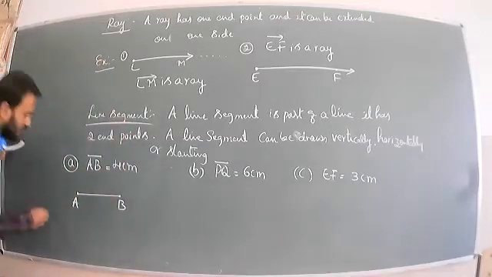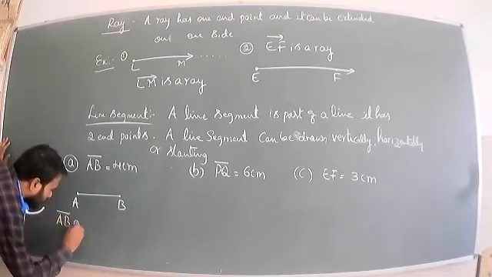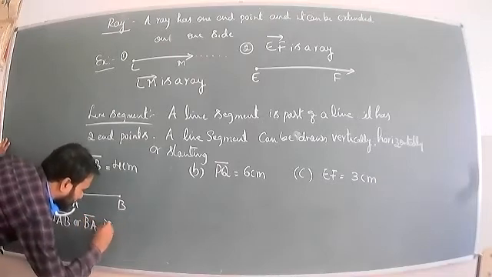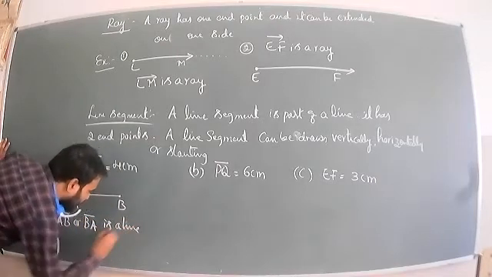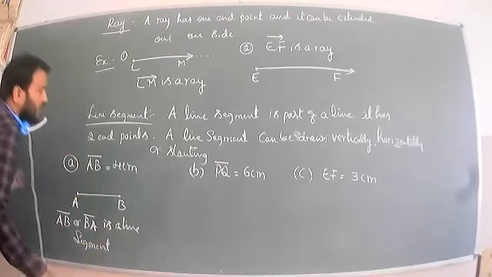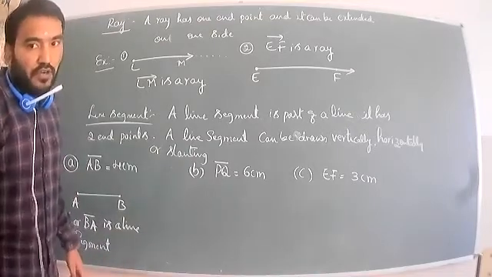We can call it AB, or we can call it BA. Both are the same. Is a line segment. Okay, so this is called 4 centimeter. So now I will draw 6 centimeter.